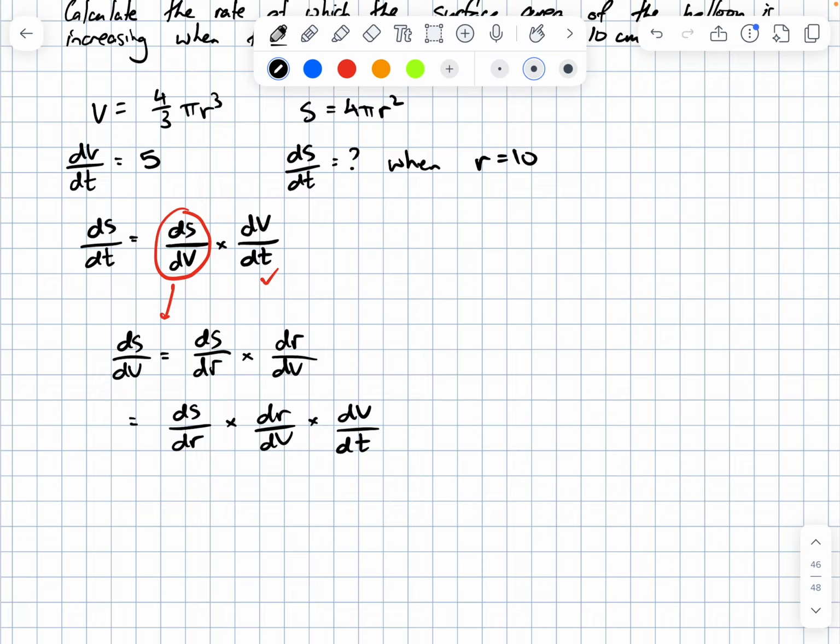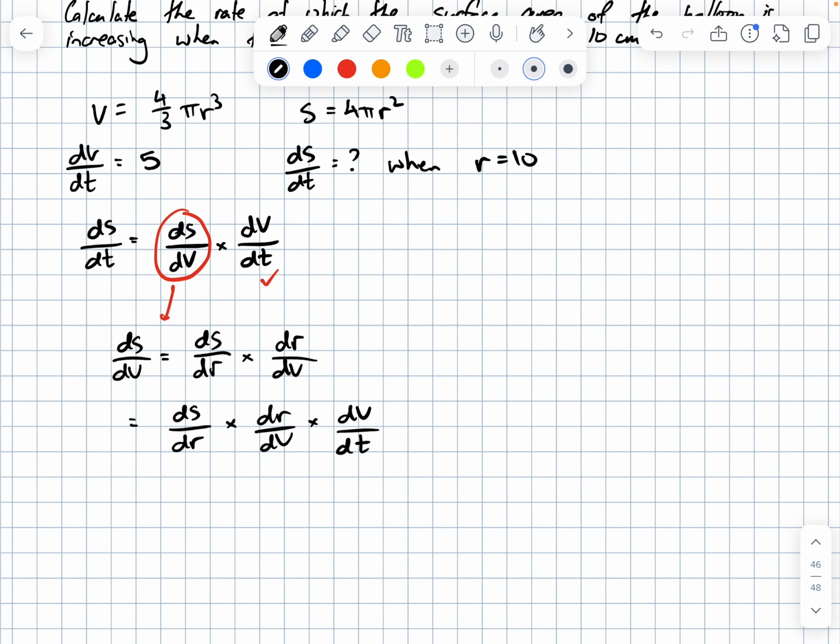So let's go and find some derivatives. dS/dr first, so let's differentiate S. Rewrite that equation again, 4 pi r squared. dS/dr is equal to 8 pi r.